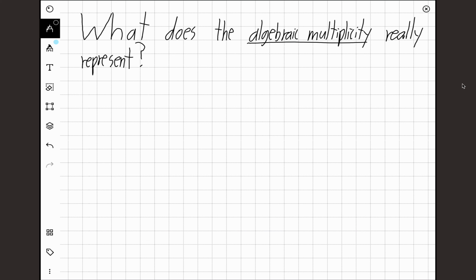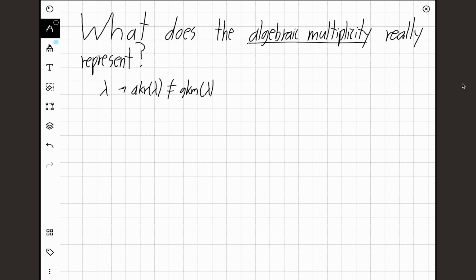Today, I'm going to talk about a really cool thing which usually gets skipped over in first linear algebra courses, and it's definitely something that I didn't learn at first. Why, for a specific eigenvalue, can its geometric multiplicity and algebraic multiplicity, which I call AM for its algebraic multiplicity and GM for its geometric, why do they not always have to be equal?